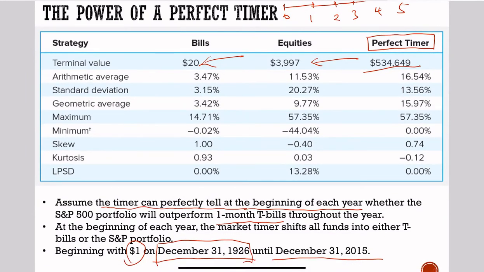For the perfect timer, you can see that its LPST is actually 0. What is LPST? Well, we learned about this. It's the lower partial standard deviation, and it's calculated by returns which are below the benchmark return. Here, the benchmark return is T-bills. For a perfect timer, her return will never be smaller than the T-bill return. So the lower partial standard deviation has to be 0.